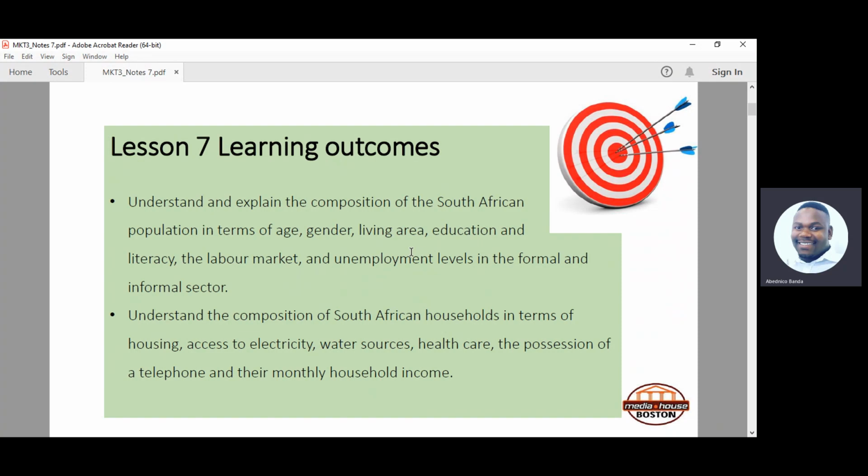The composition of the South African household is also necessary because it covers basic needs. So you need to know, for example, access to shelter, which is housing, how housing has got an impact on consumer decisions as well as marketing strategy.